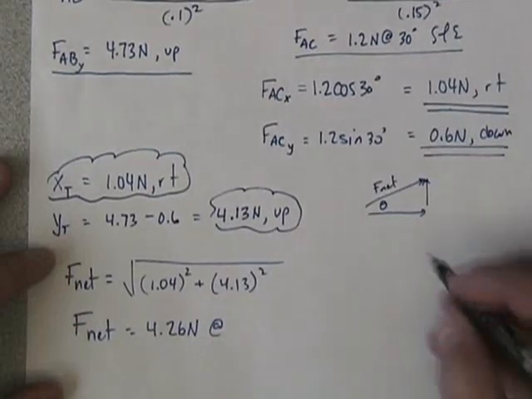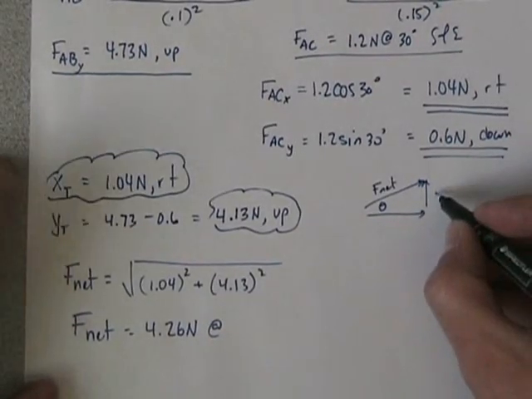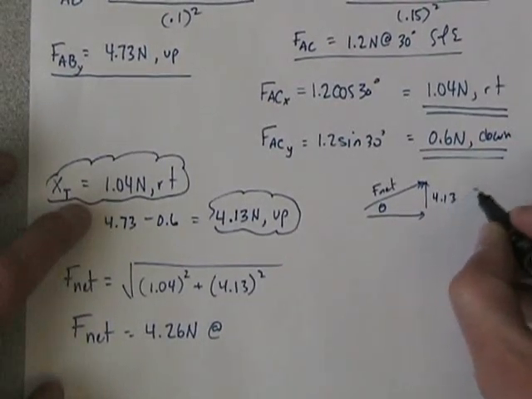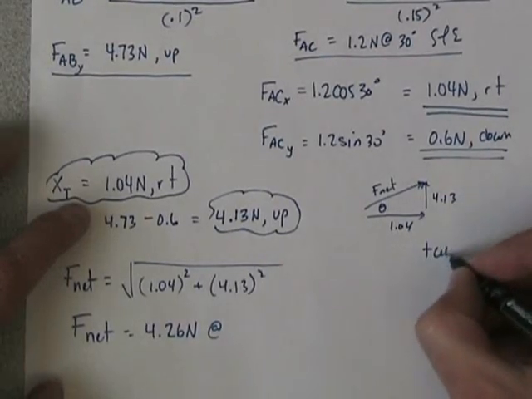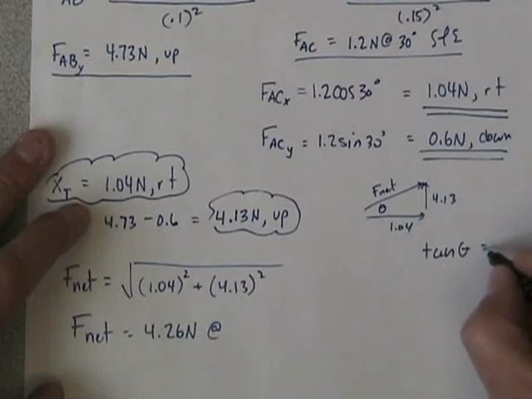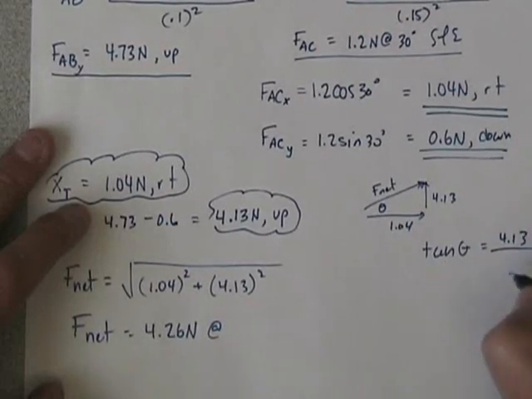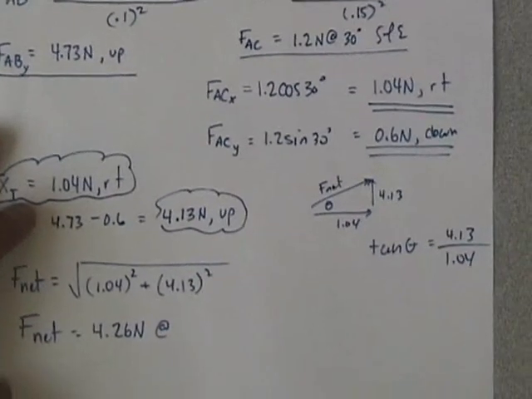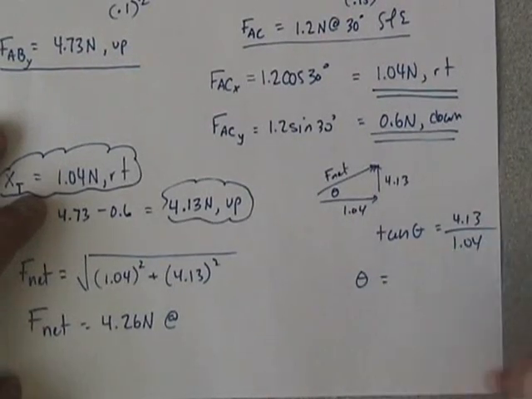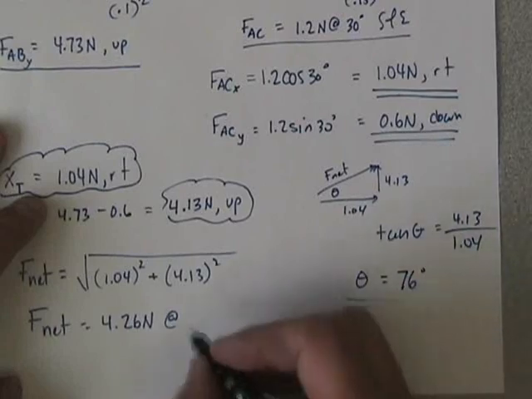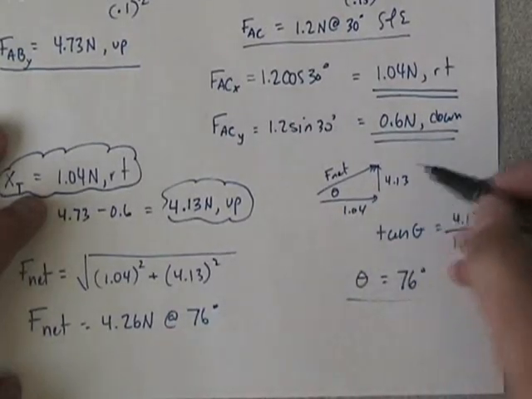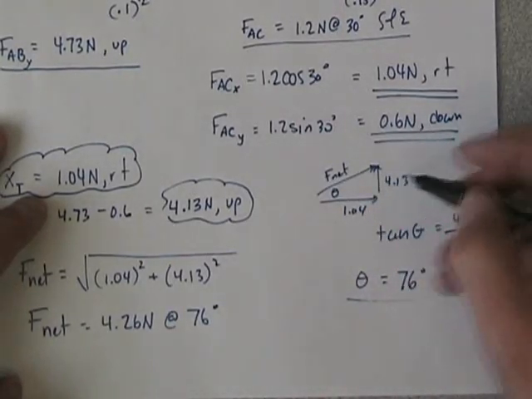And then we want to find out my angle. My y is 4.13, my x is 1.04. I'll go tangent, opposite over adjacent, 4.13 over 1.04, and my theta value ends up being 76 degrees. So that's going to be at 76 degrees, and look at it, it's north of east.